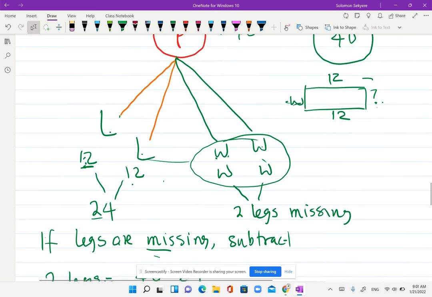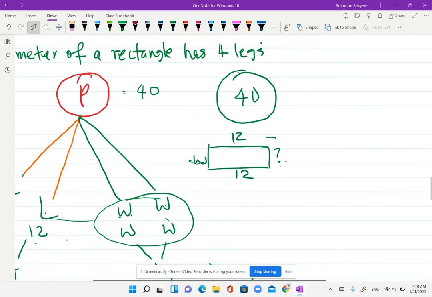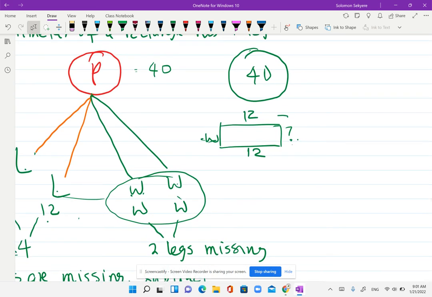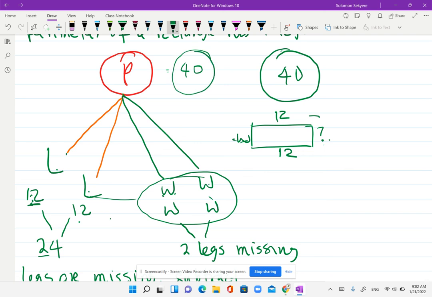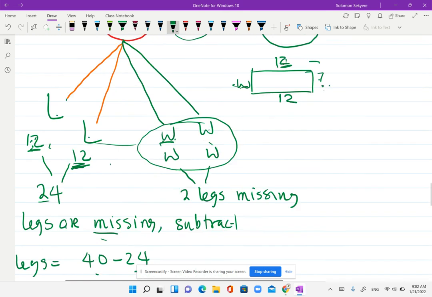So you get a difference. When you're given one leg of the rectangle and you know the perimeter, you draw a picture and you ask yourself, how do you find the perimeter? Because perimeter has four legs. Perimeter of a rectangle has four legs because there are four sides. So this 40 represents four legs: 12 and 12, and then the width, and then another width. This is four sides.